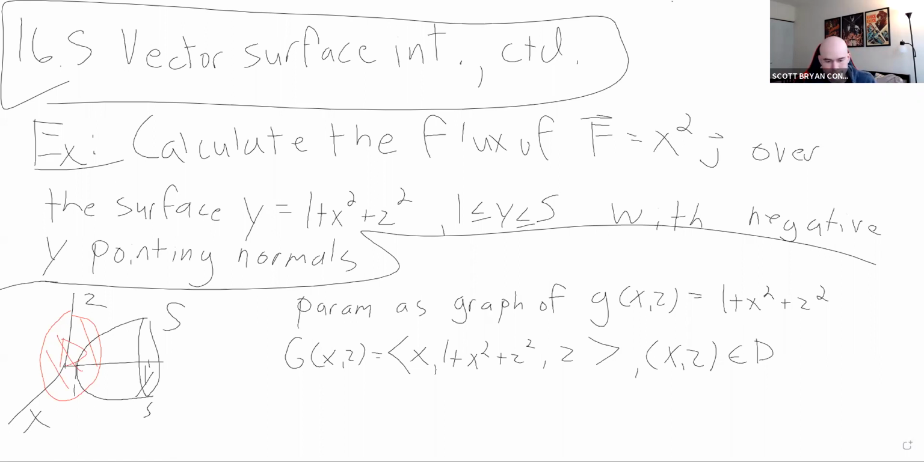But any questions about how this parameterization works? Does everyone see where this comes from? We got one of the variables by itself. It was not z, it was y this time. And we wrote it in terms of x and z. And so we let x be x, z be z, and then y was that function. So that's how we parameterize this surface.